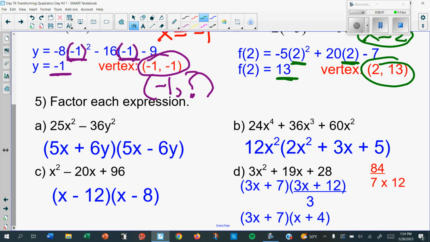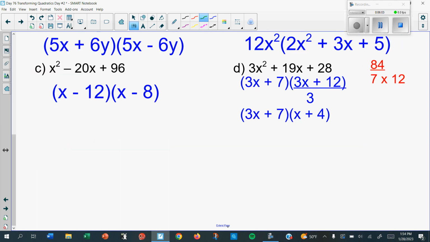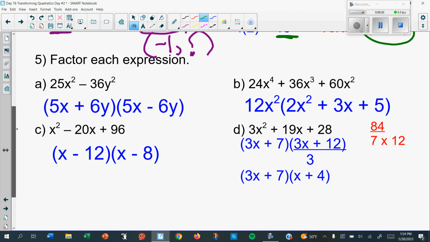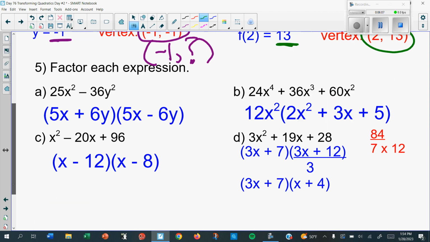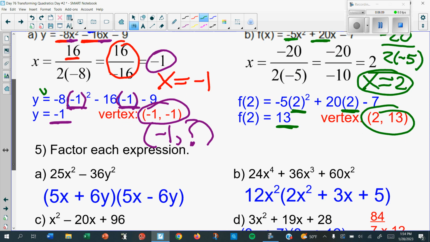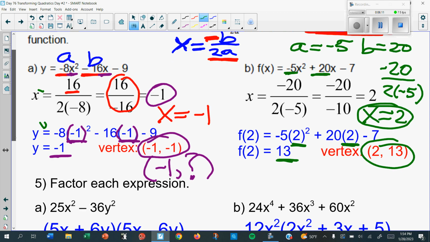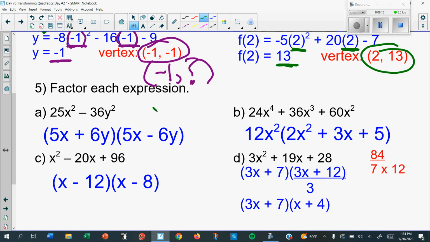Okay, factoring. This stuff is review, so hopefully you remember it. Again, you're just square rooting. If this thing would stop glitching for the 100th time. Square root 25, square root 36, that's where the 5 and the 6 come from. Each one gets an x, each one gets a y.